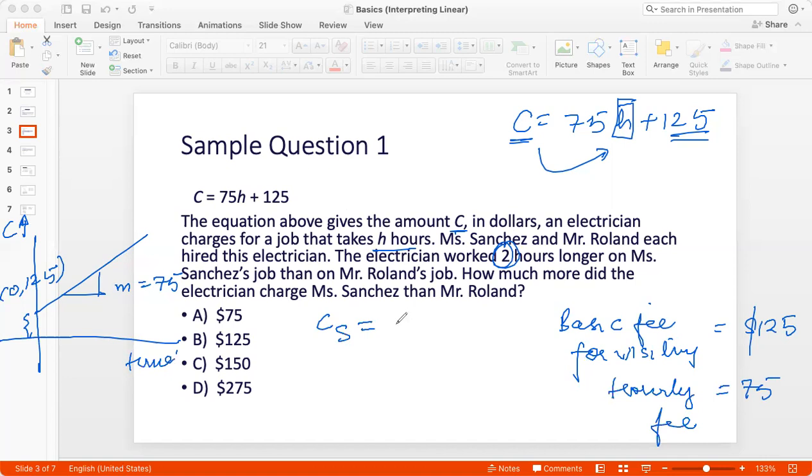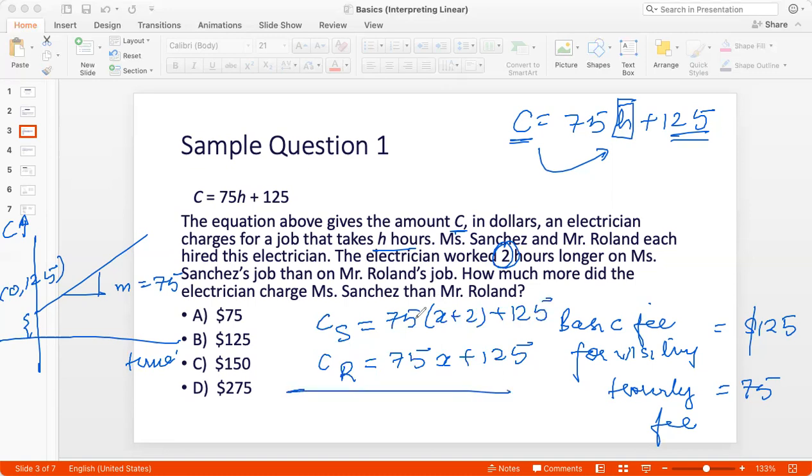Sanchez and the cost for Mr. Rowland. And let's say he worked for X hours at Rowland. So it would be 75X plus 125. If he worked for X hours at Rowland, he worked for X plus 2 hours at Ms. Sanchez's place. So 75 into X plus 2 plus 125. And then you get the difference of these two and you get the answer as 150.